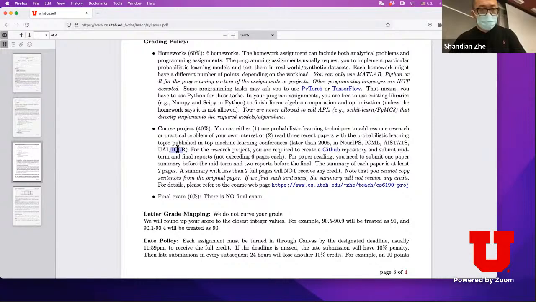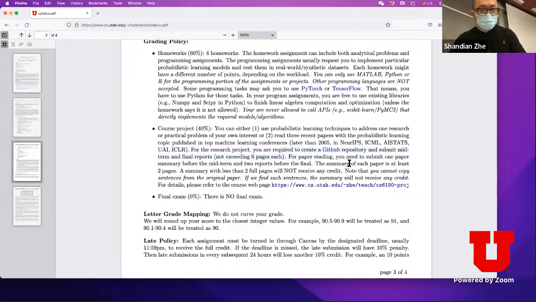Right? And for the research project, you need to create a GitHub repository and submit the midterm and final reports. Right? We request you not to write too long a report. 6 pages is the limit. And also, the reason we want your GitHub repository is that we want to check if you're really implementing something on that.